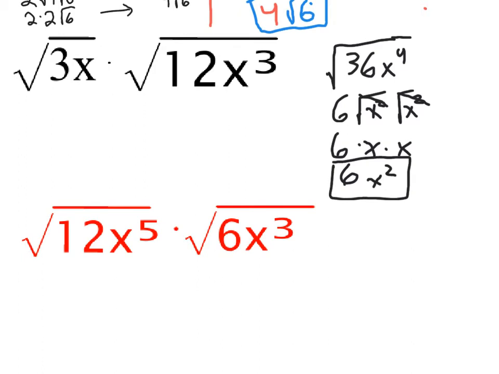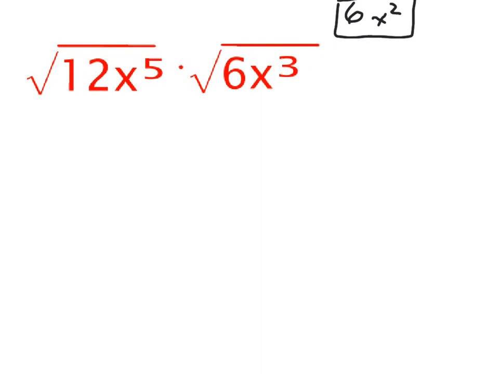All right, hang in there, last one. Same situation going on. You have a 12 and a 6. We could multiply them all together. This gives you a 72, x to the 8th. And 72 has a perfect square inside of it. 36 is the largest one. That's the one you want to use. So square root 36, square root 2. And then there's 8 x's.